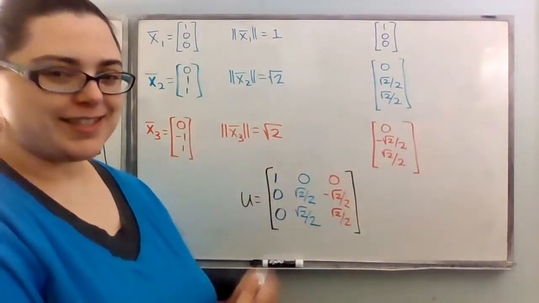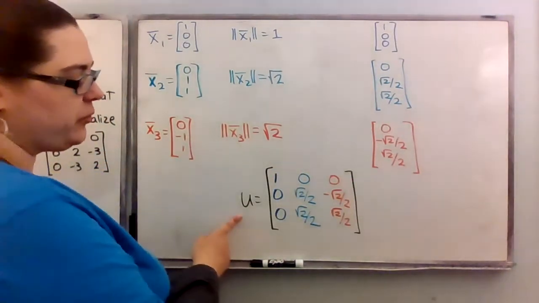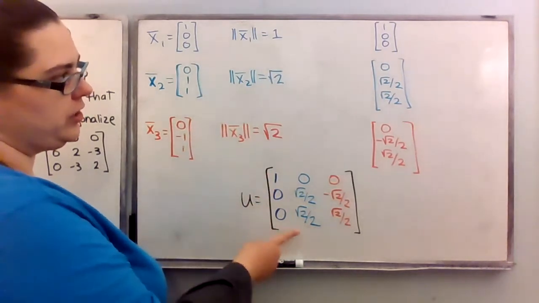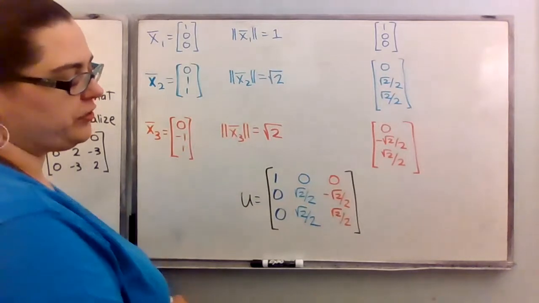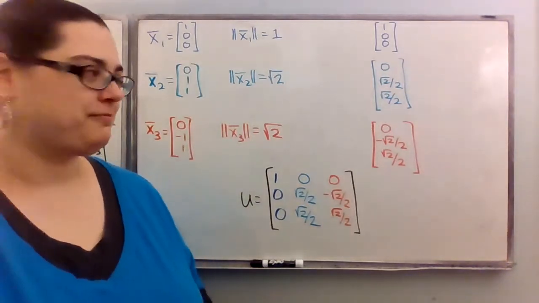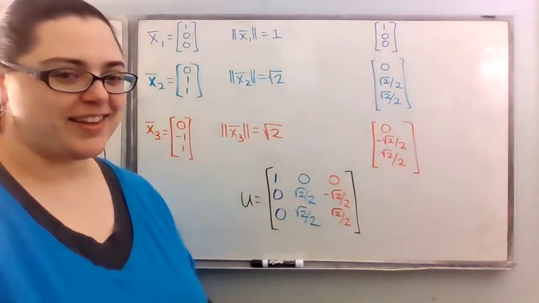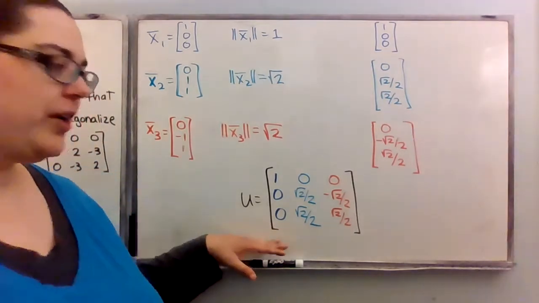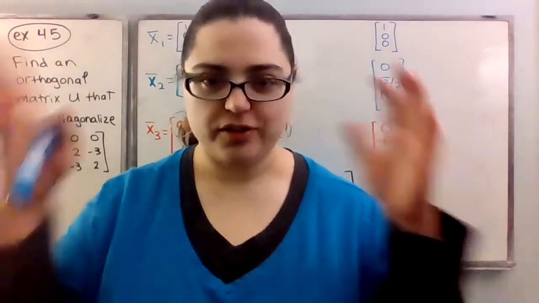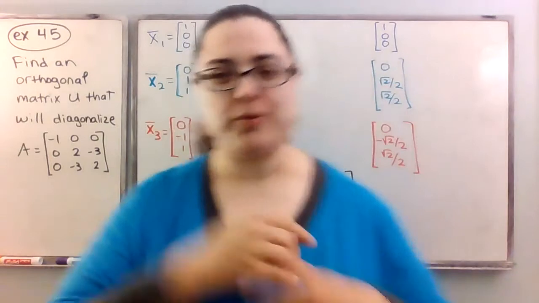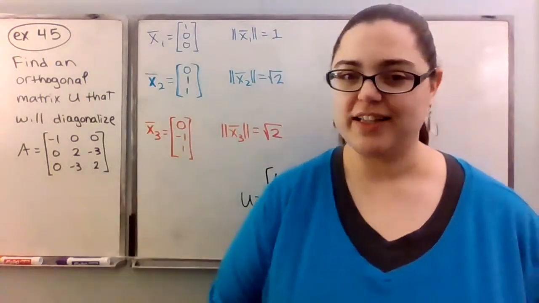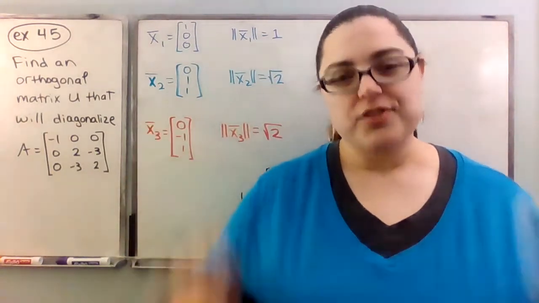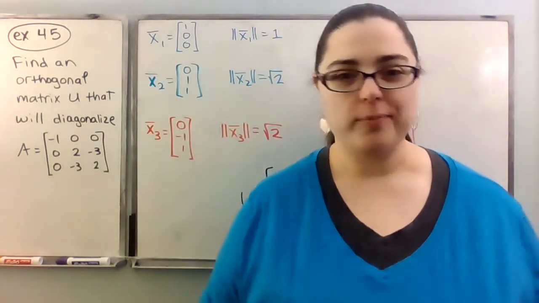So throwing these in as the columns of U, we would get 1, 0, 0, 0, √2 over 2, √2 over 2, and 0, -√2 over 2, √2 over 2. So there we go. That is our matrix U. The column vectors are orthonormal, so it's an orthogonal matrix, and it's going to diagonalize A. So I did want to take one moment after this example.